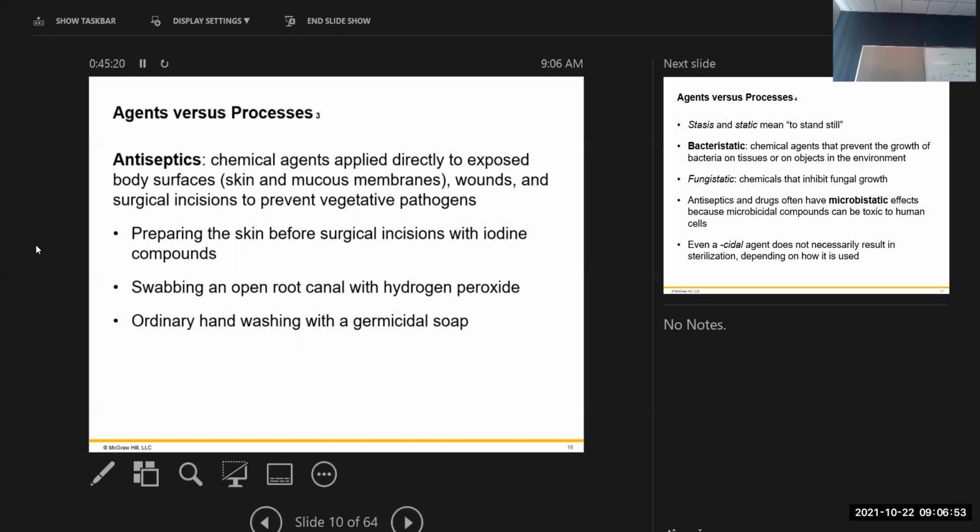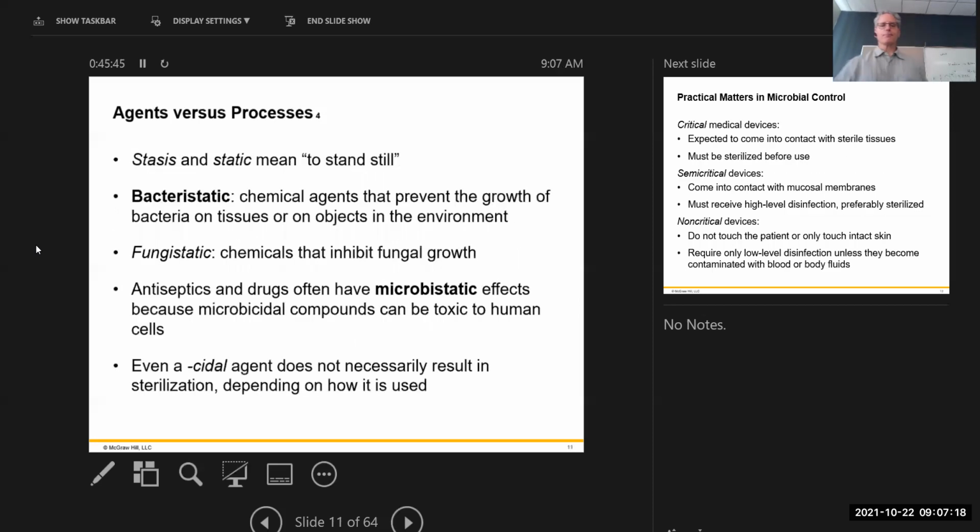Hand soap is a type of antiseptic. When you do hand hygiene, when you come into the room before you deal with a patient, and you have that specific way you're supposed to wash hands to get the parts that people normally miss, thumbs, edges, in between the fingers, you are exercising antisepsis. Okay, we talked about static and cidal. Any questions on that?